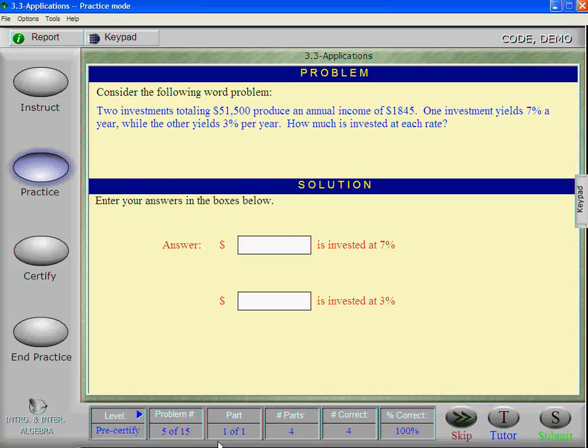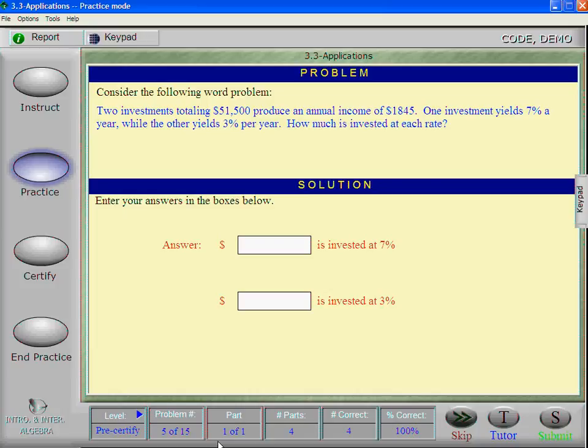Okay. Another problem from section 3.3. Two investments totaling $51,500 produce an annual income of $1,845. One investment yields 7% a year, while the other yields 3% per year. How much is invested at each rate?